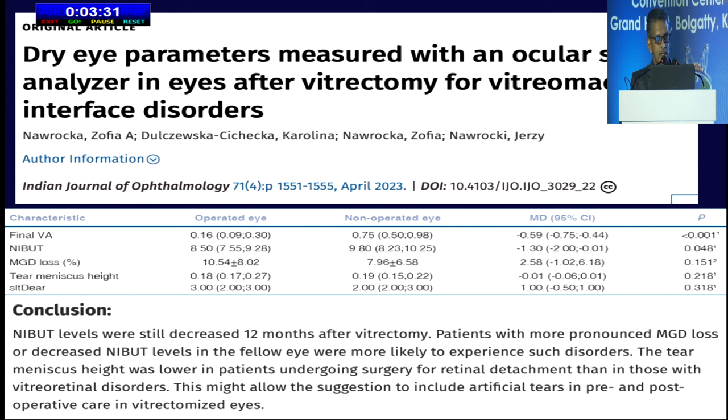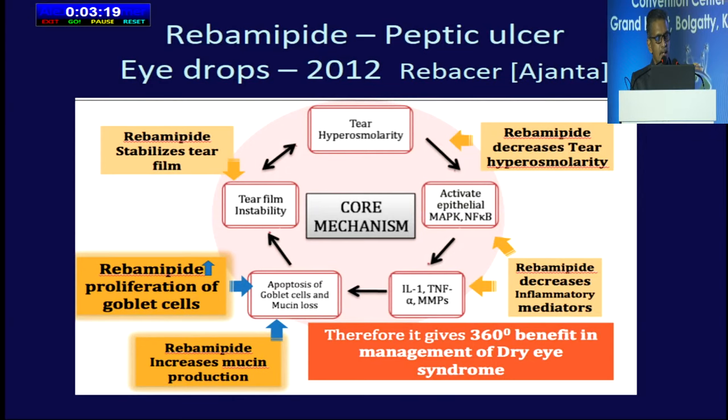This is published in IJO from Iran, I believe. It's a randomized controlled study, prospective, pretty well conducted. And they have seen that non-invasive BUT levels are still decreased in people in whom the surface is not optimized. There are a lot of drugs which were available, like rebamipide, which is very well used in Japan, but unfortunately it's not available in India. Rabaser was available, but after COVID it has disappeared.